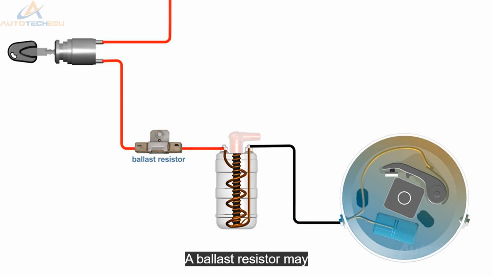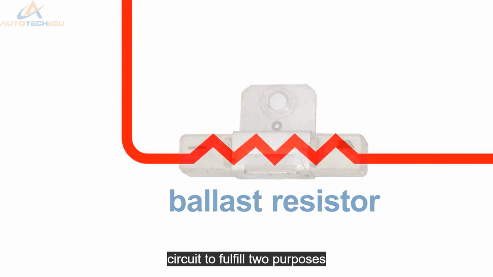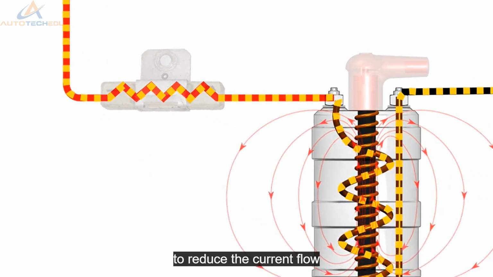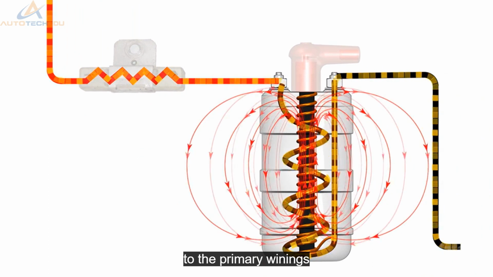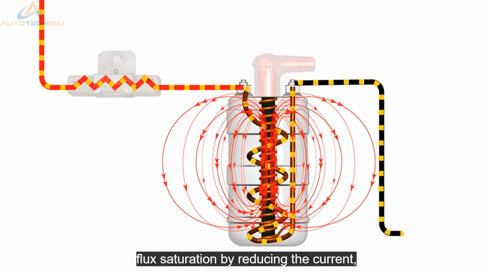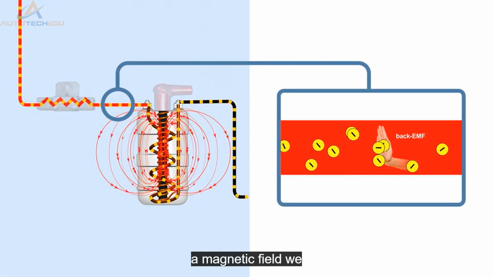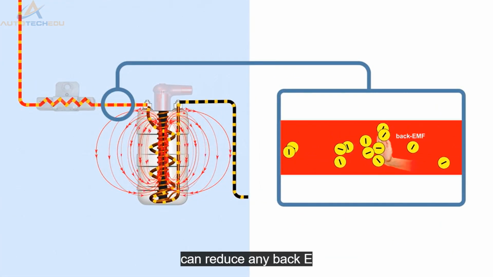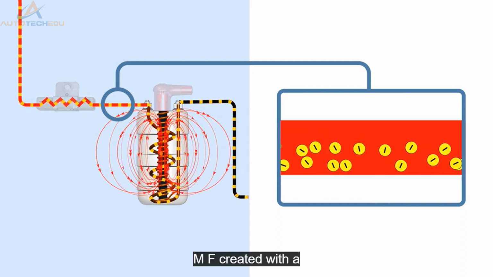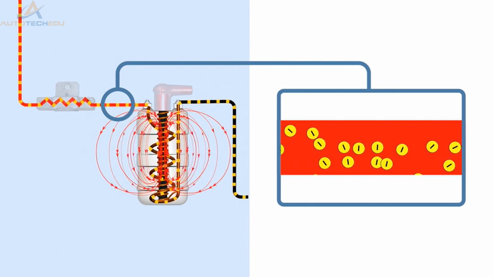A ballast resistor may be used in the primary circuit to fulfil two purposes. The main reason is to reduce the current flow to the primary windings to help increase the magnetic flux saturation. By reducing the current the coil needs to produce a magnetic field, we can reduce any back EMF created. With a lower back EMF, greater coil saturation is achieved.